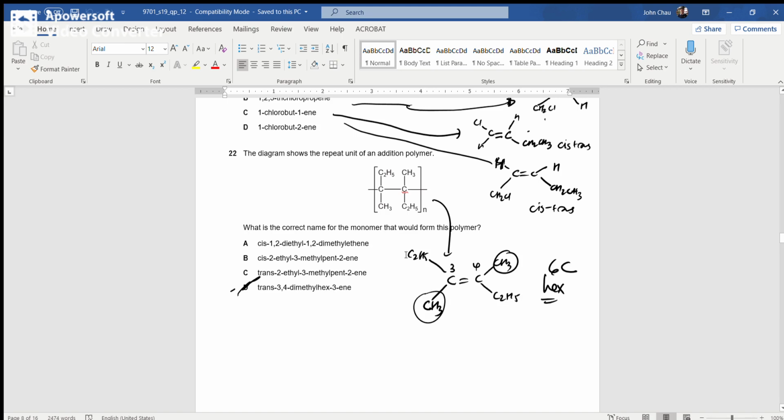In this case, the longest chain is 3. You count from the longest chain. This is the longest chain, and this is the third carbon. So it's a hex-3-ene, and this is a trans. And these two substituents are at the third and fourth carbon.